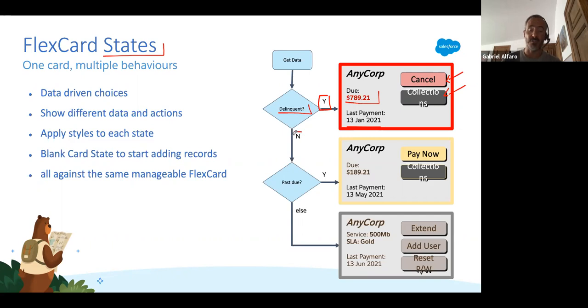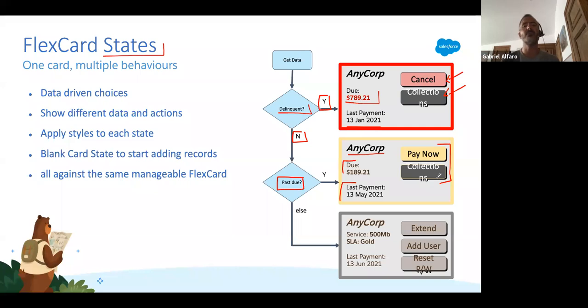However, if the person is not a delinquent, but has a past due, so it owes money still, but not that much money. It hasn't passed the threshold. So I want to show a different set of fields, like the due, last payment, and maybe a different set of actions, and maybe different colors, right? Because it's not as dramatic as the first case.